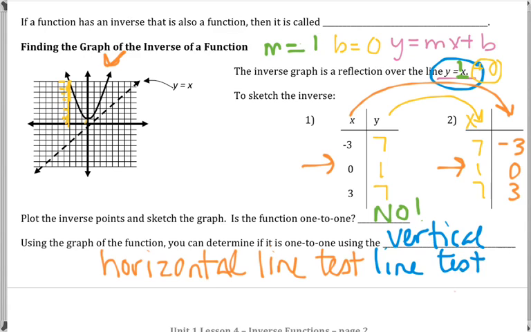Damian, say it loud. Take a line sideways and see if it crosses more than 1 point. In this case, a horizontal line does cross more than 1 point, so we know even without graphing that other little sideways parabola that this is not a one-to-one function.